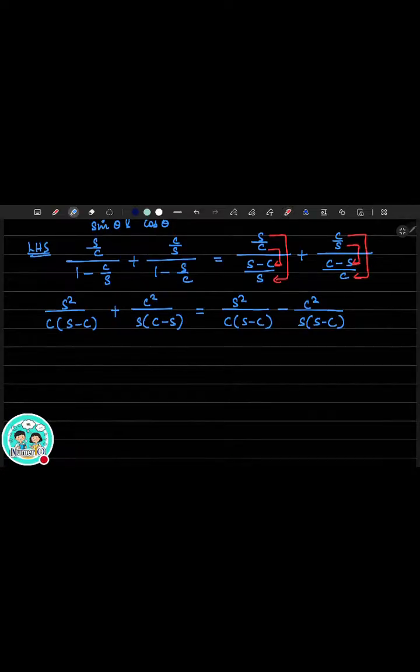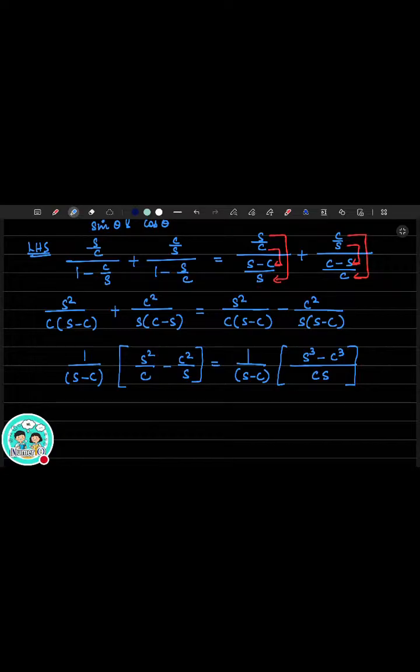Now you have got, you can take out common 1 by sine minus cos. What is left inside is sine square divided by cos minus cos square divided by sine. Take the LCM. Inside the square bracket, the LCM is cos into sine. So you have sine cube minus cos cube in the numerator part of the square bracket.